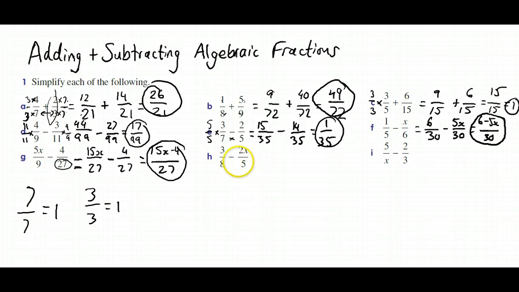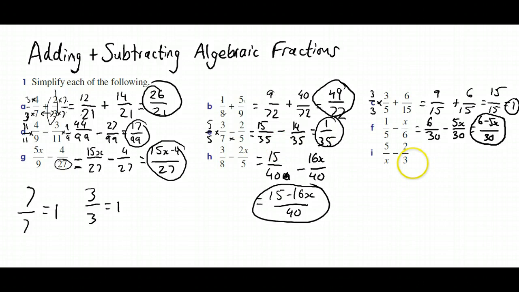Alright, then we've got 3 over 8 minus 2x over 5. Lowest common multiple is going to be 40 in both cases. So let's get 40 on the bottom there. To get 40, we had to multiply the 8 by 5, so we'll do the same to the top. 5 times 3 is 15. To get 5 to become 40, we had to multiply it by 8, so do the same to the top, and you get 16x. So we've got 15 minus 16x on top, and we've got 40 on the bottom.